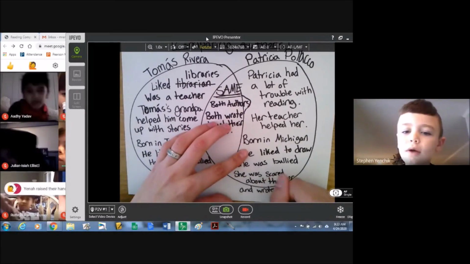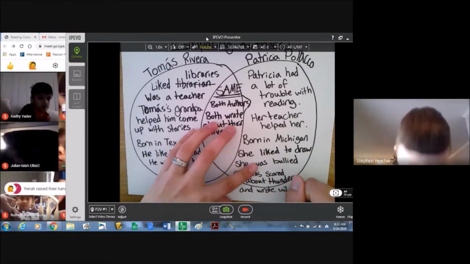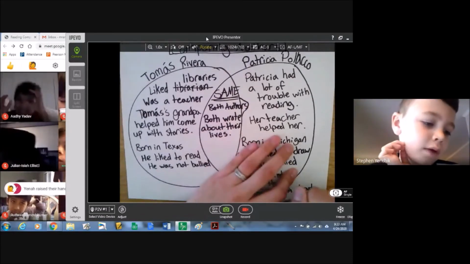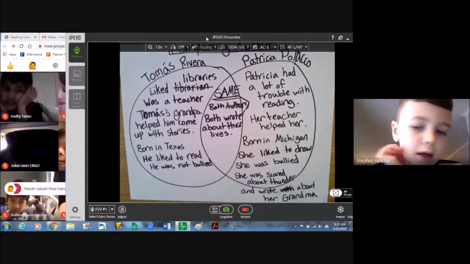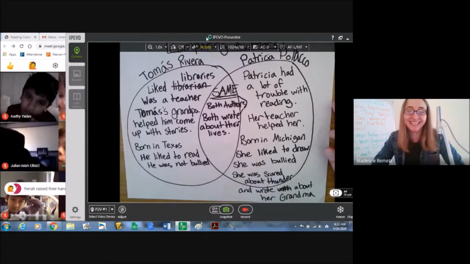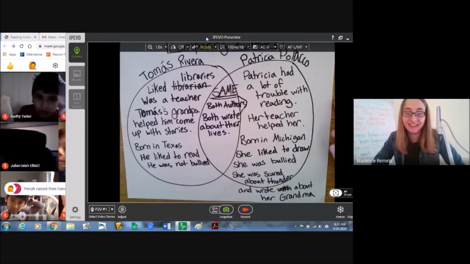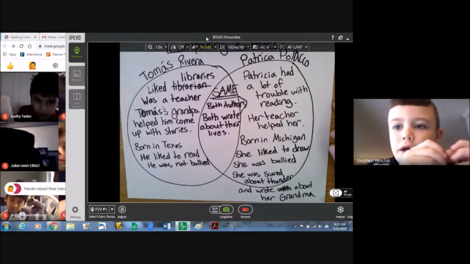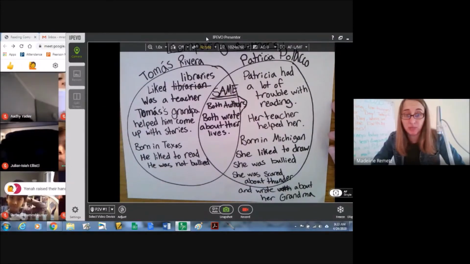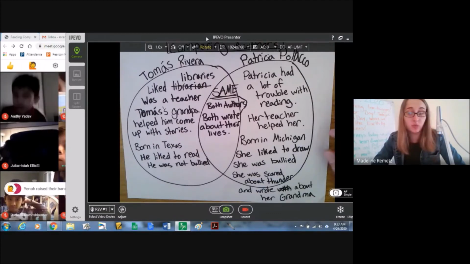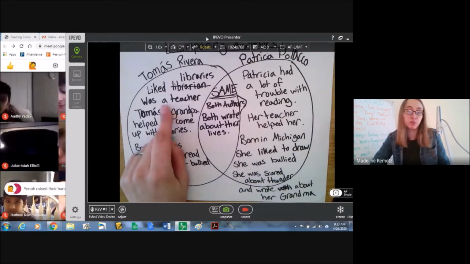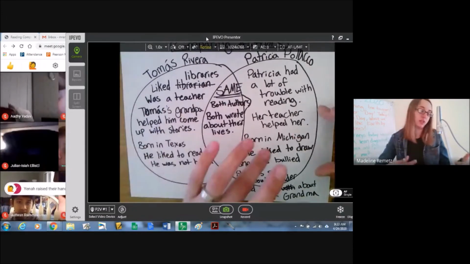Rivera, one of them was about that his grandpa brought him to the library, and he gave him a library card, and he read a bunch of stories, and then he was an author and a teacher when he was older. Wow, I'm happy how much you remember from our story on Monday. You know what I noticed while you were talking? We said that Tomas Rivera's grandpa helped him, but Patricia Polacco's grandma and teacher helped her. So that's kind of interesting.